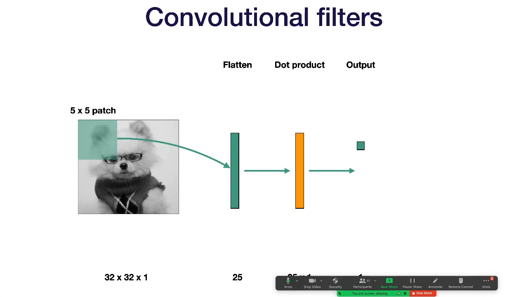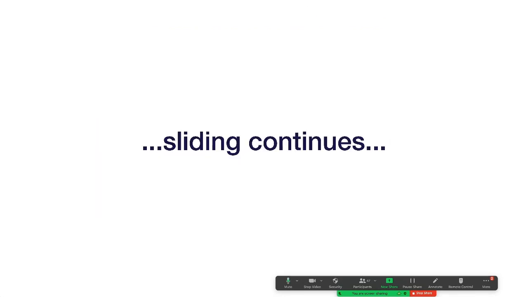So this is only looking at one part of the image. So how do you make it look at the entire image? Well, you can take this 5x5 patch and slide it across the image. So using the same weights, you can look at each different part of the image.